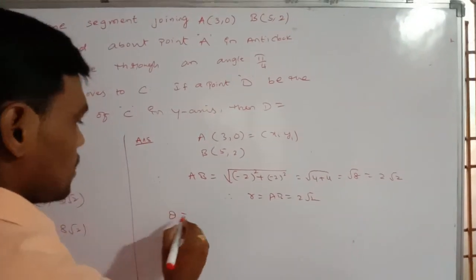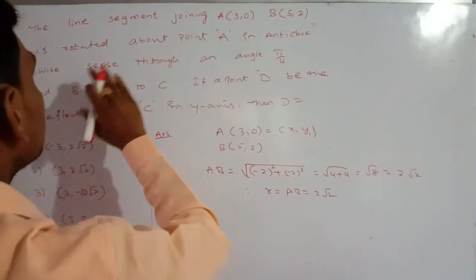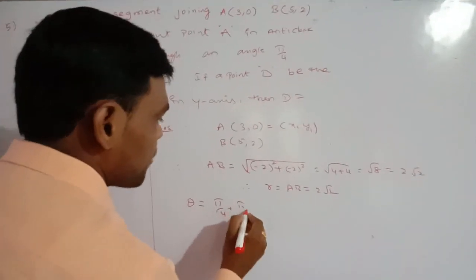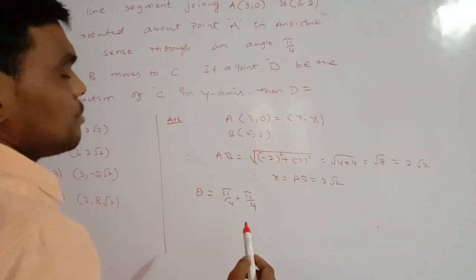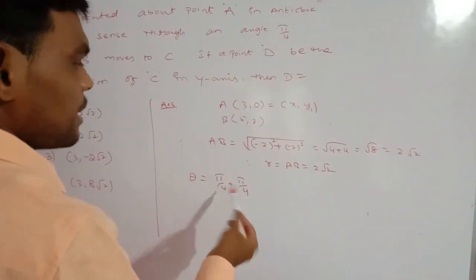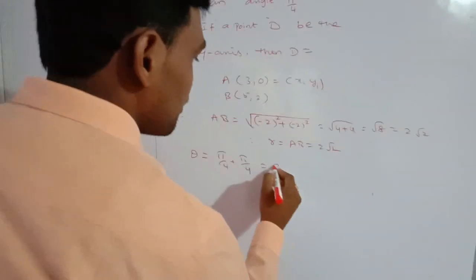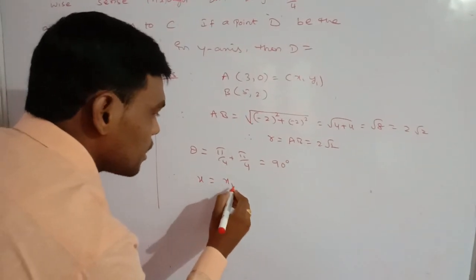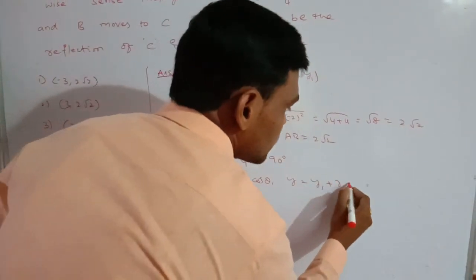Now, observe the line segment AB carefully. The line segment AB is rotated through an angle pi by 4. That means theta is equal to pi by 4 plus pi by 4, because the inclination of the line segment AB is 45 degrees, and the given angle is also 45 degrees. So pi by 4 plus pi by 4 is equal to 90 degrees. Therefore x is equal to x1 plus r cos theta, and y is equal to y1 plus r sin theta.